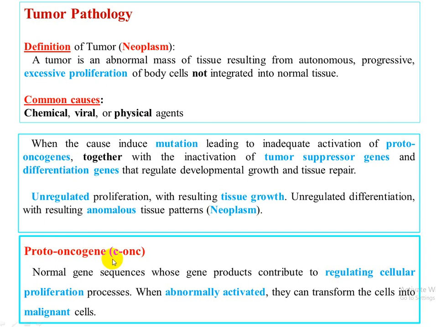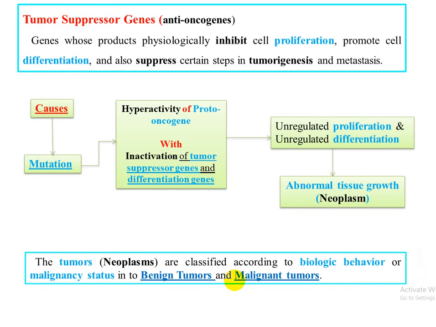Definition of a proto-oncogene: a normal gene sequence whose gene product contributes to regulating cellular proliferation. When it is abnormally activated, it can transform the normal cell into a malignant cell. Also the tumor suppressor gene, or anti-oncogene: a gene whose product physiologically inhibits cell proliferation. Therefore it is called anti-oncogene. It promotes cell differentiation and also suppresses some steps of carcinogenesis and metastasis.